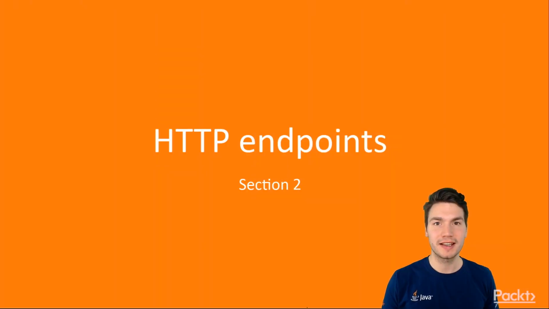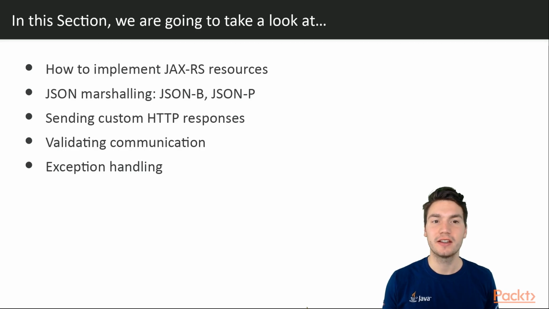Welcome to the second section about HTTP endpoints. In this section, we're going to take a look at how to implement JAX-RS resources and how we can marshal our output using JSON. Then we're going to see how we can send custom HTTP information and validate the communication. And finally, how we can handle potential exceptions that arise.